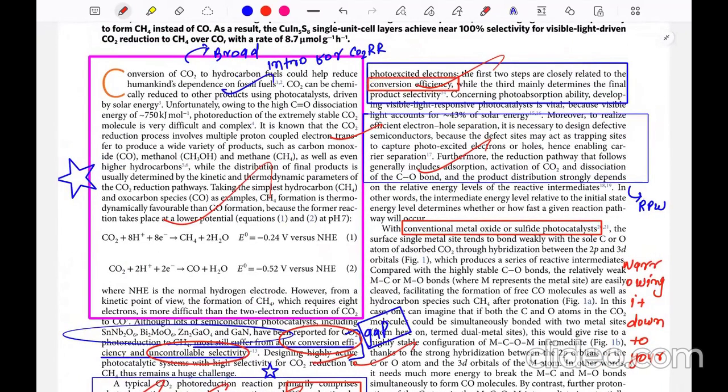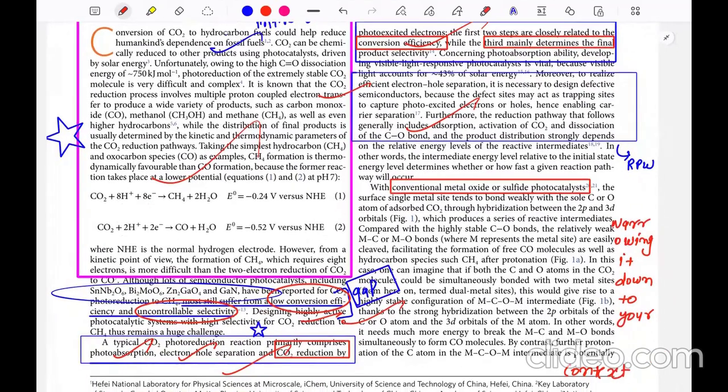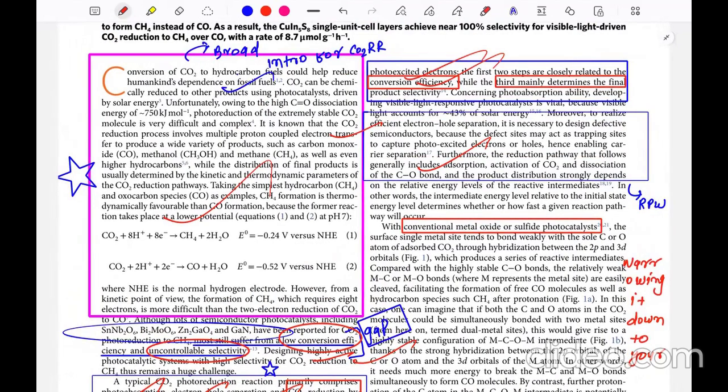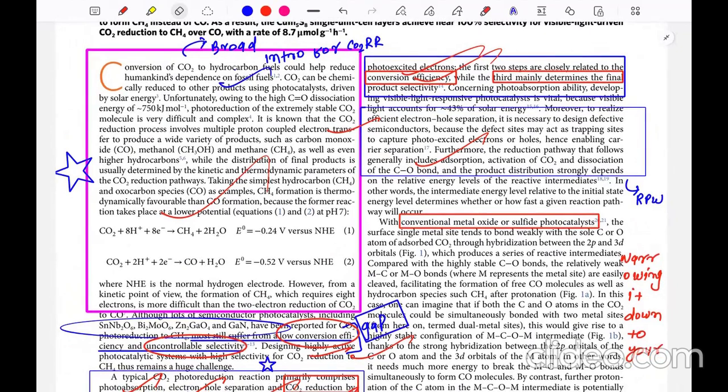So first they have discussed the problem, and then they are discussing the solution, where the third step mainly determines the final product selectivity, CO2 reduction by photoexcited electrons. This will determine the final product selectivity, whether CH4 will form or formic acid or methanol will be formed. This is determined by the CO2 reduction by photoexcited electrons.